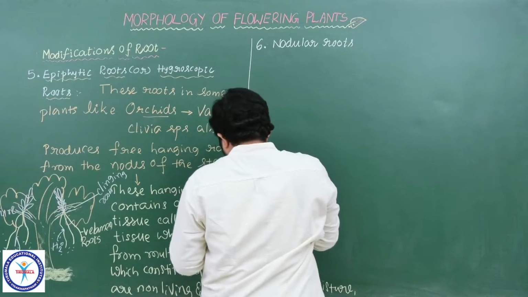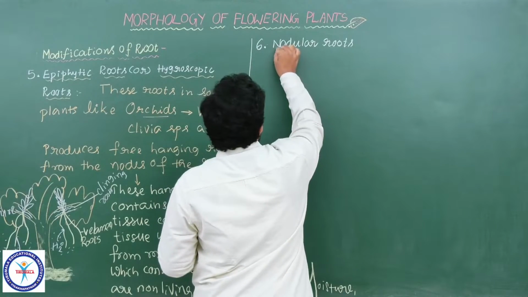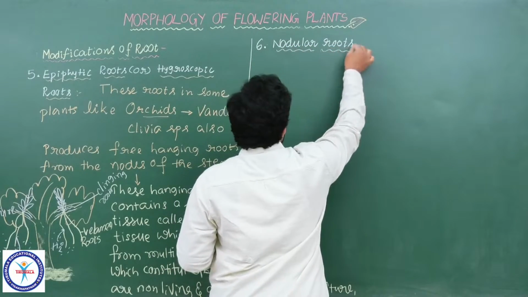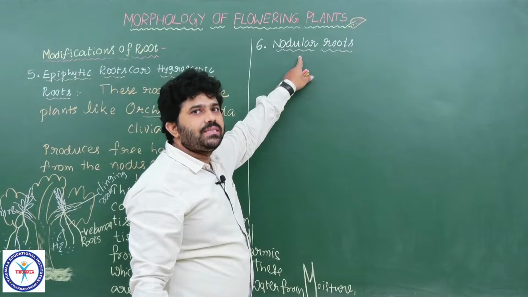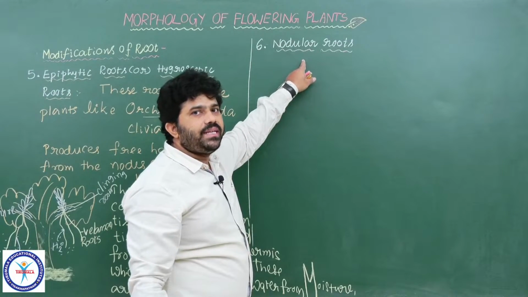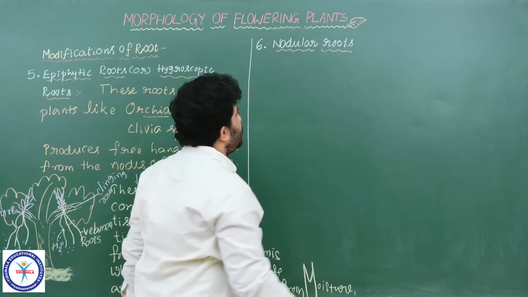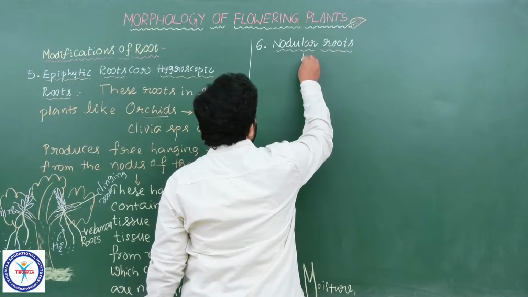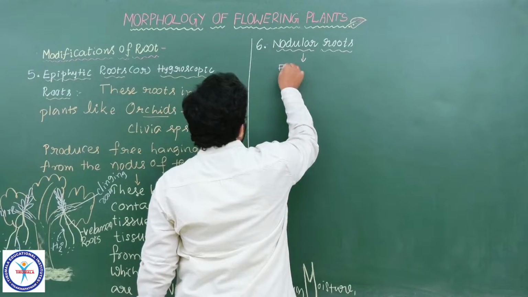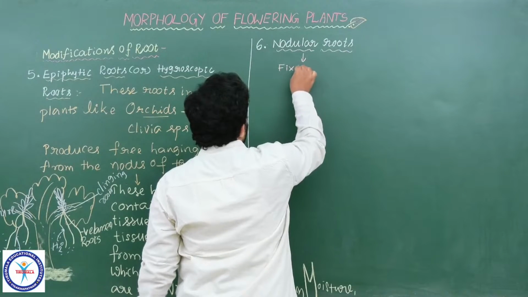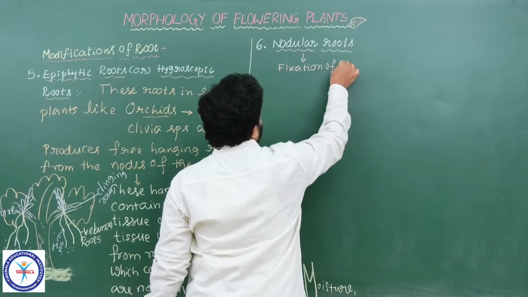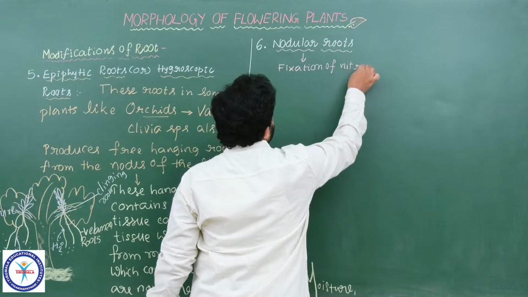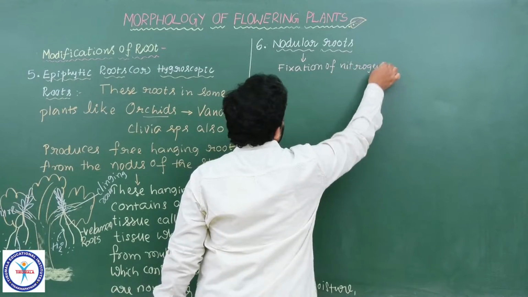Nodular roots. When we heard this term, we may get some idea. Okay, we already discussed this: nodular roots. Nodule-like structures in which roots are present for fixation of nitrogen. These nodular roots are very important for fixation of nitrogen. Nitrogen is a very important element for plants, you know.